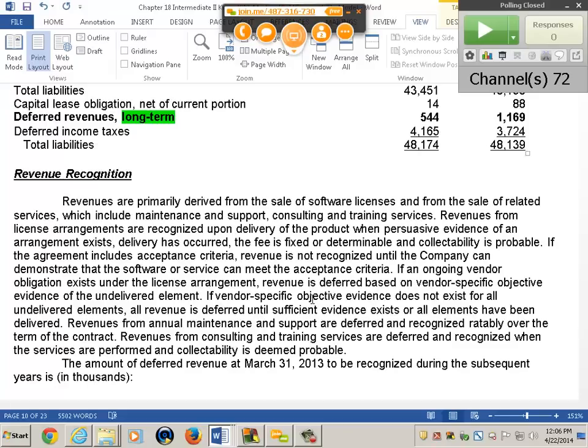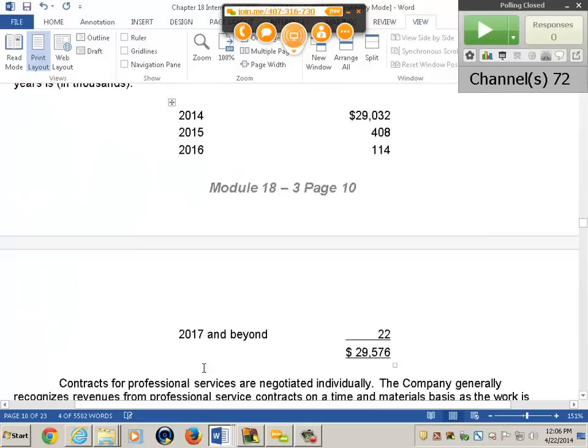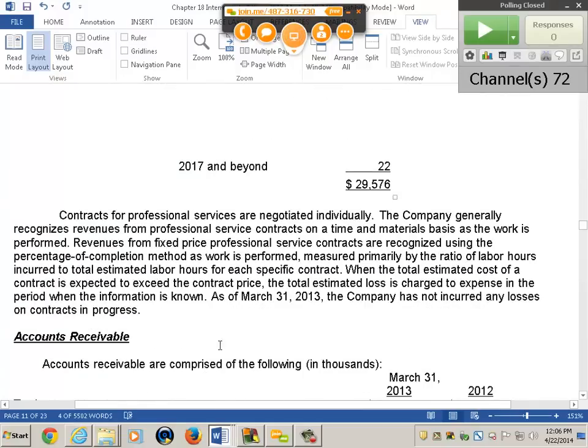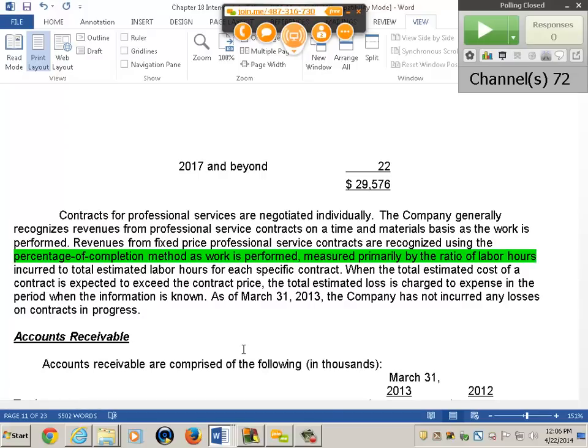And they actually talk about these multiple deliverables when delivery has occurred. They also talk about this vendor-specific objective evidence, which we just covered as well. What I really wanted to show you is here, when we look at the percentage of completion method, they use that, and they're actually using a ratio of labor hours, and that is another input measure. We use cost. They're using labor hours as you would study in managerial accounting.